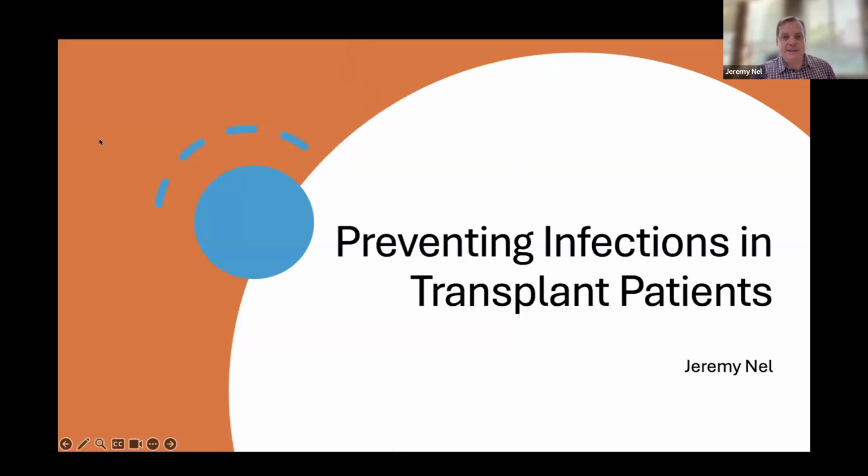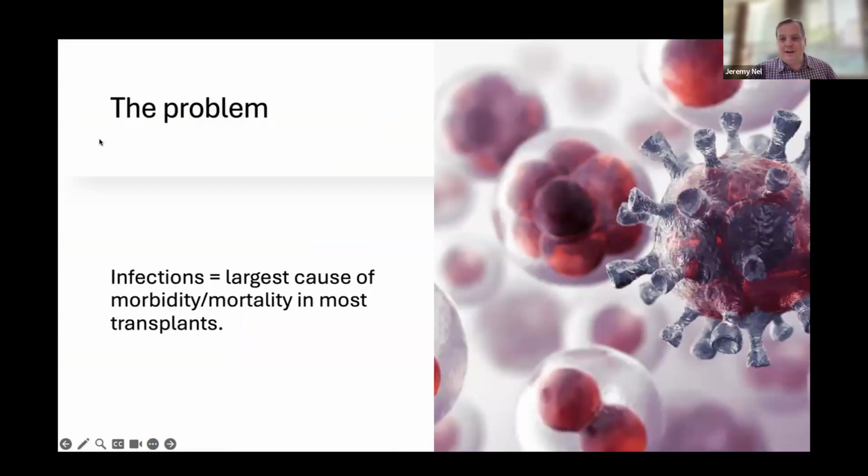But in general, the problem obviously comes in the fact that infections are by far the largest cause of morbidity and mortality in most transplant patients, especially in the first year. After that, it becomes other issues about rejection and things. And of course, you can have rejection early, and very early occasionally, but infections really are the number one reason people do badly in transplantation. So it's a really important thing, and people forget that.